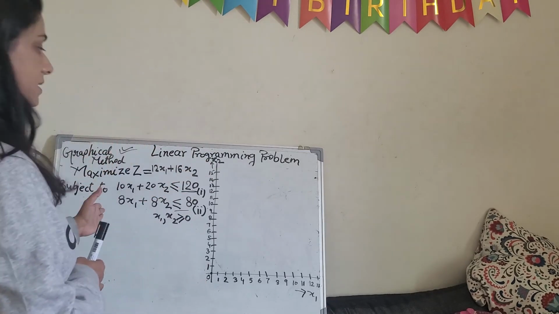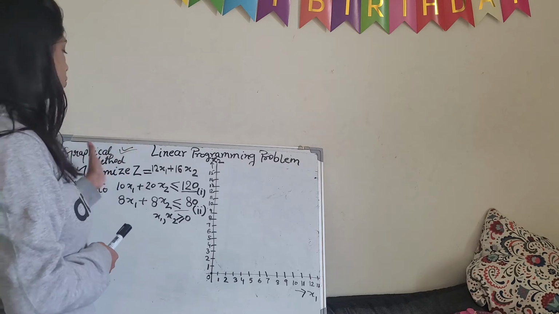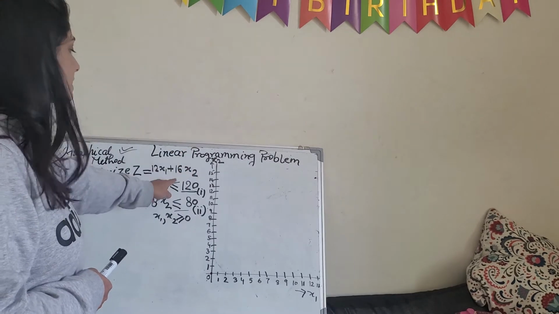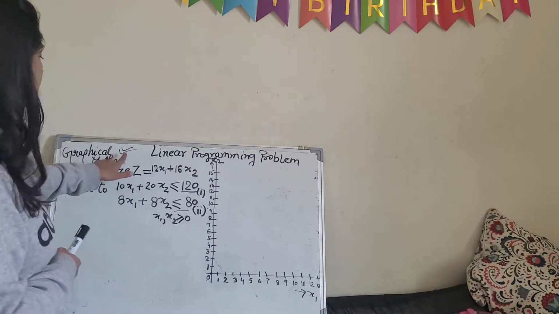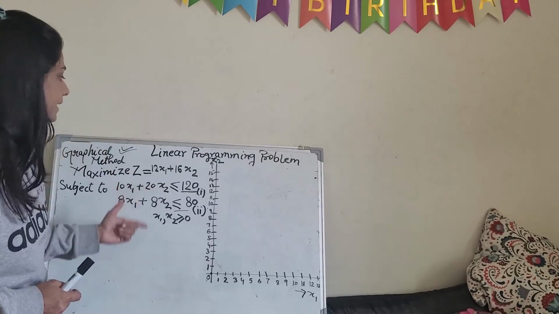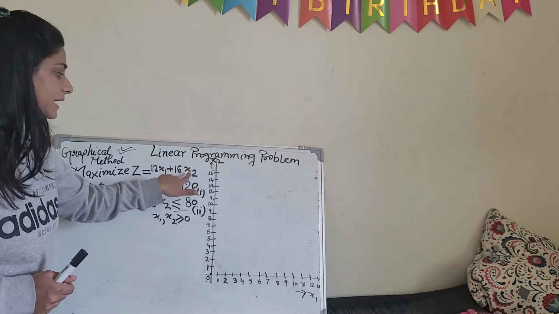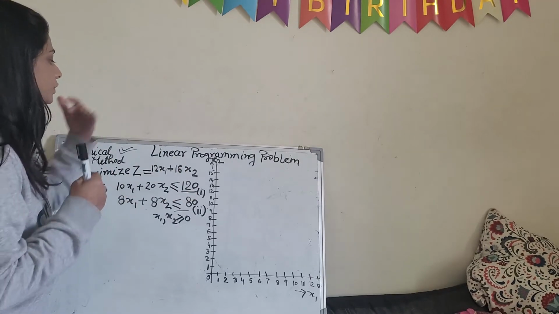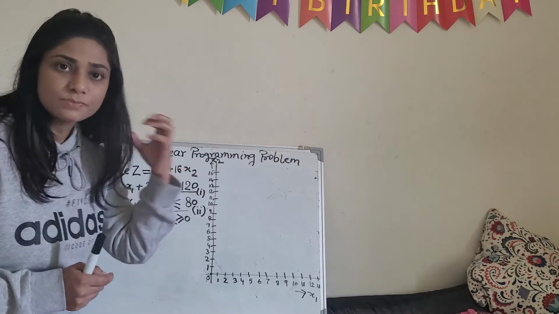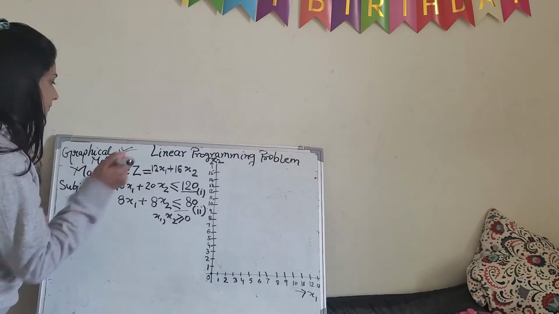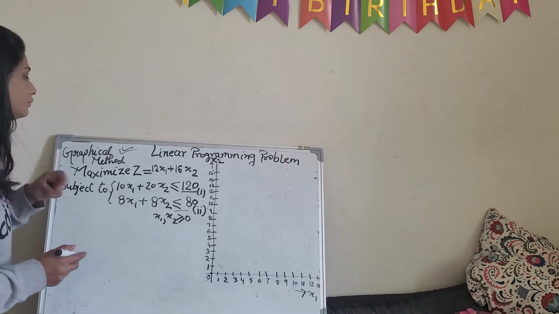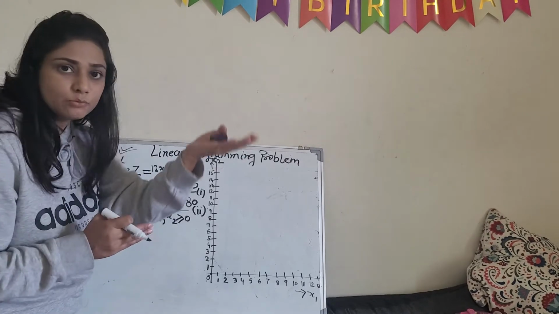So let's start. Our question is to solve this maximization Z equals to 12x1 plus 16x2 linear programming problem by using graphical method. So what we will do in graphical method, step 1 is we will find out the values of x1 and x2 variables. Then we will put the values of x1 and x2 variables in this equation, and we will find out the maximum profit of the company. So let's start. These are two constraints or two equations. First of all, we will convert these equations into the equality forms.